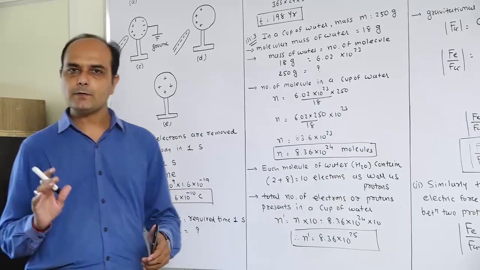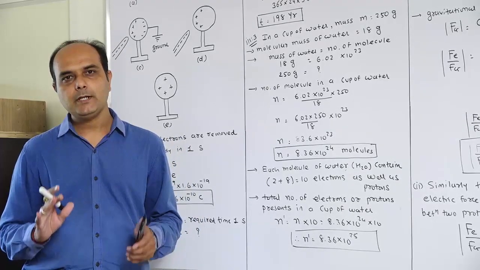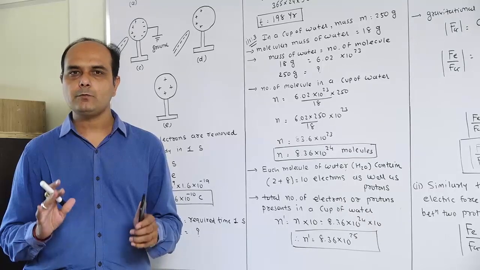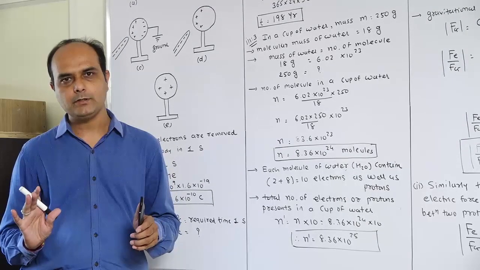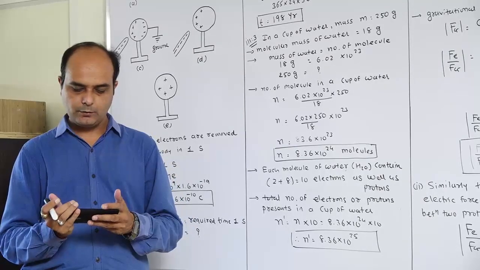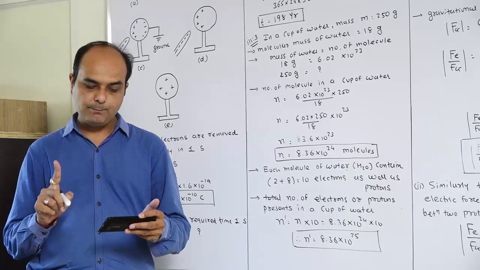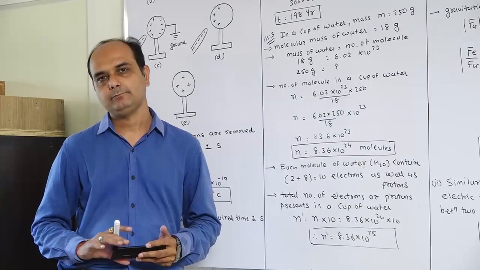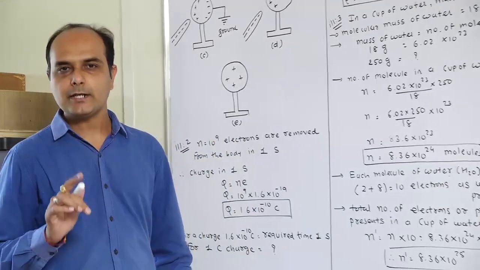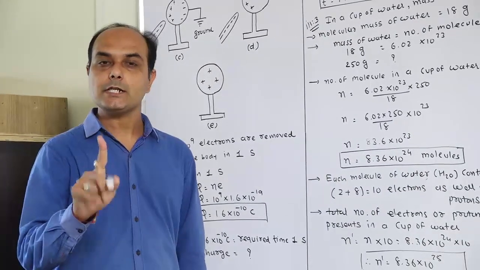The question of this first illustration is given in your textbook. We will just solve the example; we are not writing the question of the illustration. Remember it, students. The first question: how can you charge a metal sphere positively without touching it?